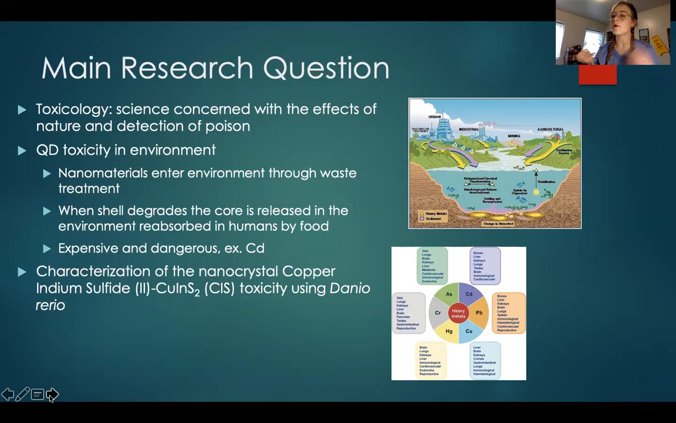So basically, how do quantum dots relate to this toxicity, and how do they contribute to the toxicity in the environment? Nanomaterials enter the environment through waste treatment. Any nanomaterials developed for new technologies get into the waste system, and then they enter the riverbeds. When they enter the riverbeds, they go into the soil of these riverbeds, and the shell degrades, and the core, which is the problem, which is normally heavy metals, is released into the environment, and then it's reabsorbed by humans.